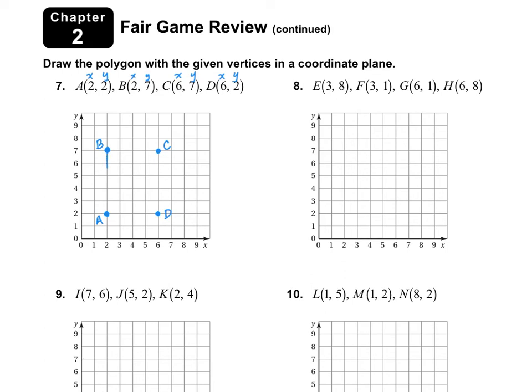And it's asking us to draw the polygon, which means we need to connect our points so that we have a shape. All right, let's take a look at number 8. We're going to draw these 4 points and then connect them together. So E is 3, 8. F is 3, 1. G is 6, 1. And lastly, H is 6, 8. And so there we have them connected.